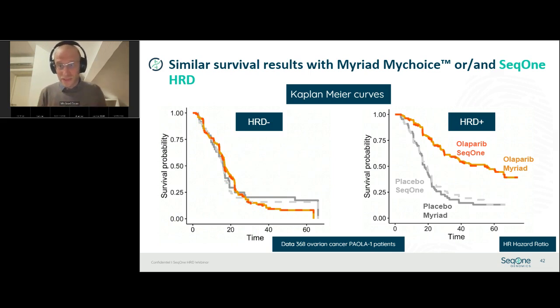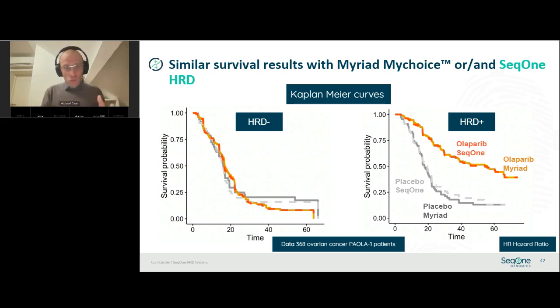Then for the HRD positive subgroup, there is, as mentioned by Professor Pujol, clearly an advantage in terms of PFS when being in the olaparib arm. And this advantage is the same whether we consider SeqOne HRD or Myriad MyChoice to form the HRD subgroup. That's an important result. The survival results are unchanged whether we consider Myriad or SeqOne to form the HRD subgroup.